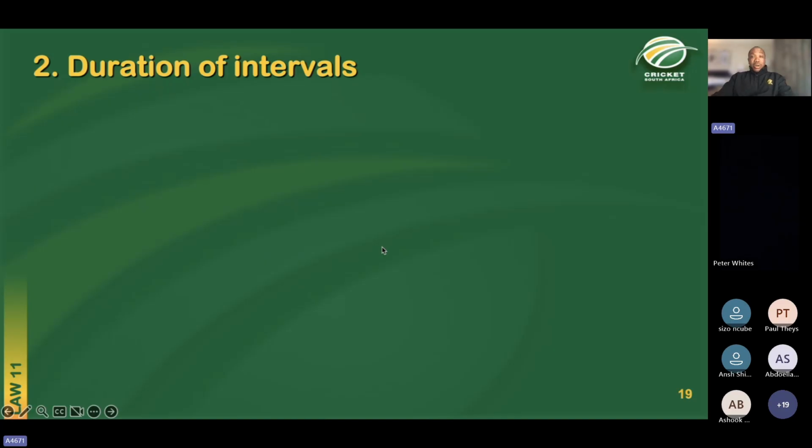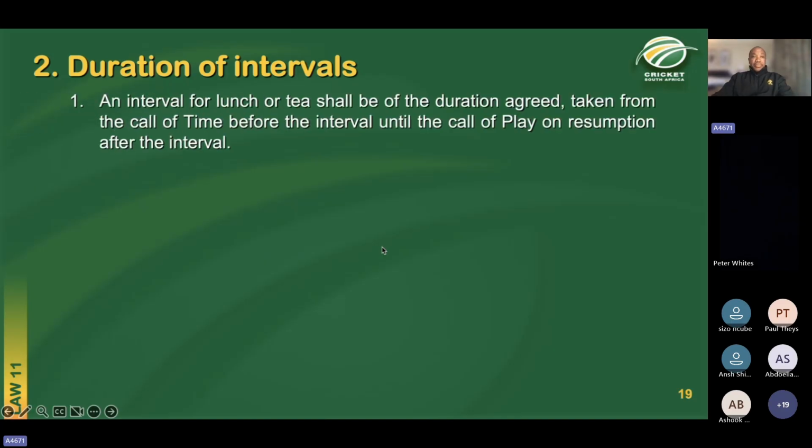What is the duration of these intervals? According to law, an interval for lunch or tea shall be of the agreed duration, taken from the time of the call of time before the interval until the call of play on resumption after the interval. So let's give examples to illustrate what the law is teaching us here.